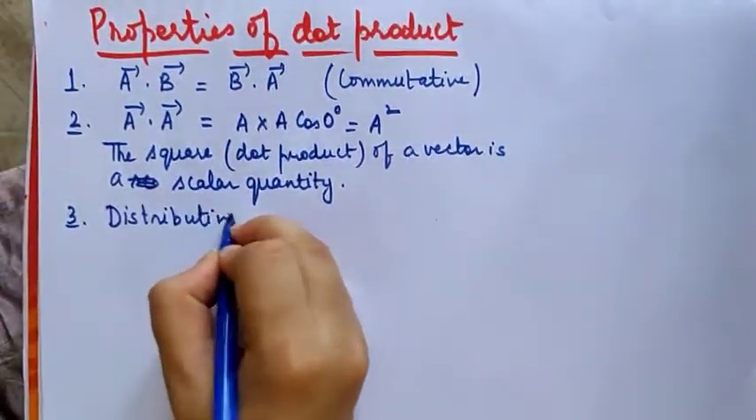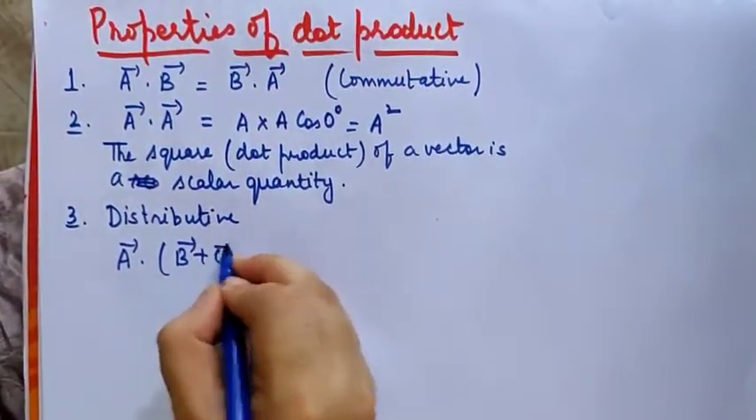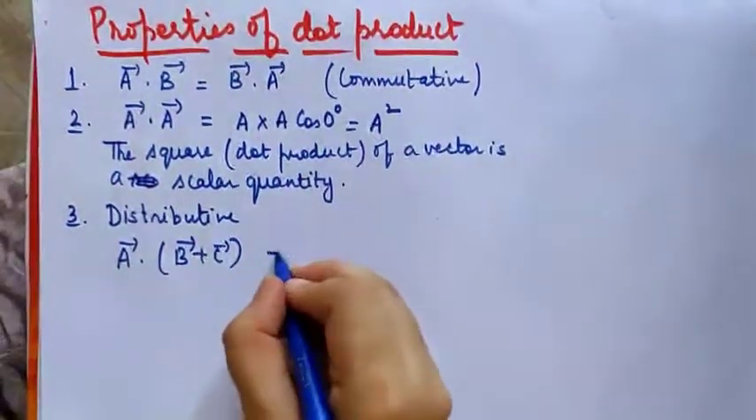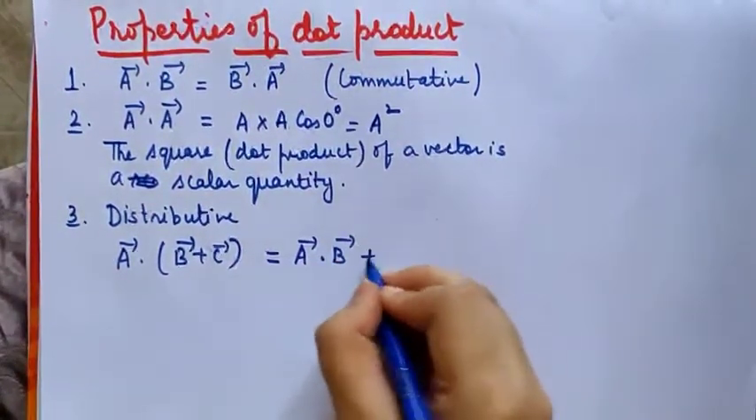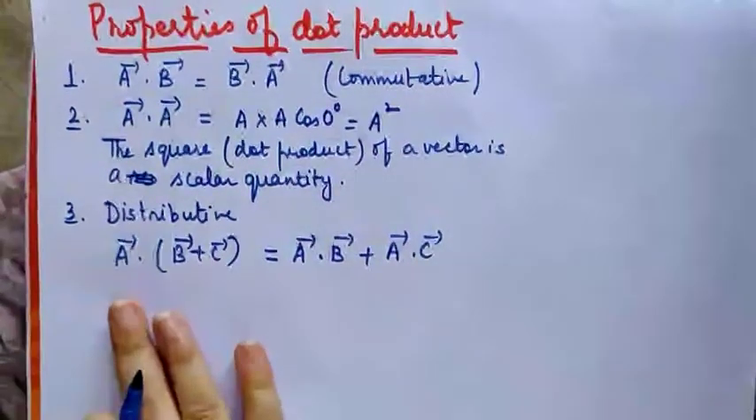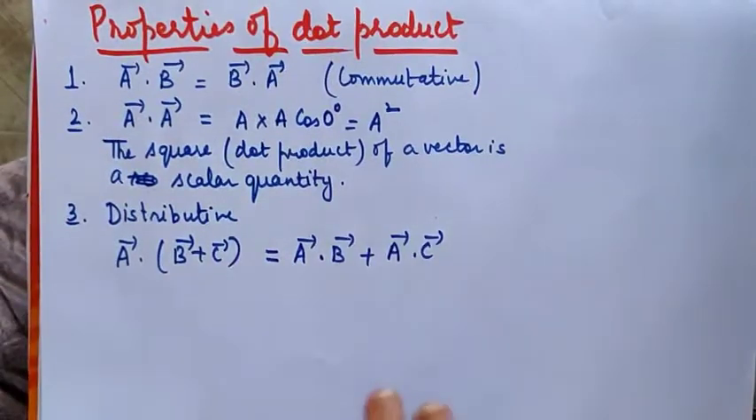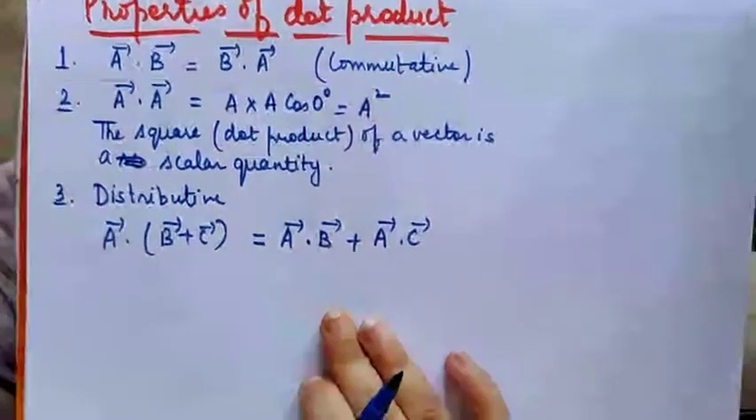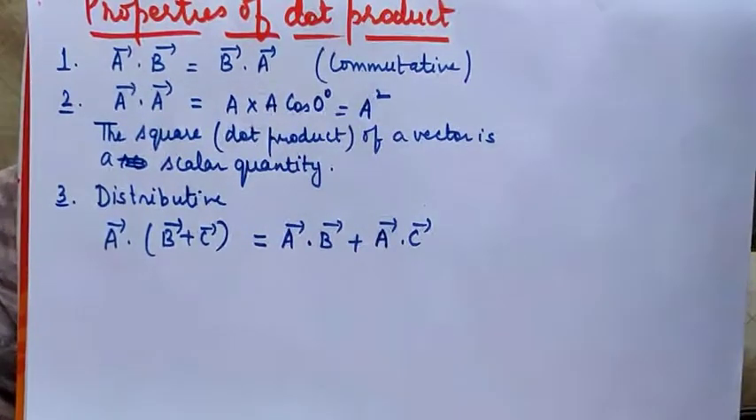Like simple mathematical rules, if A dot (B plus C) is there, then A distributes to their addition. Then A dot B plus A dot C. So it is distributive, as we are in practice of doing this kind of thing in maths before. So here also A dot (B plus C) will be equal to A dot B plus A dot C. So this was another property of dot product.